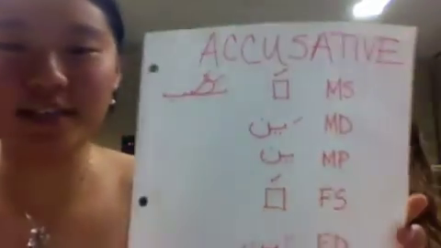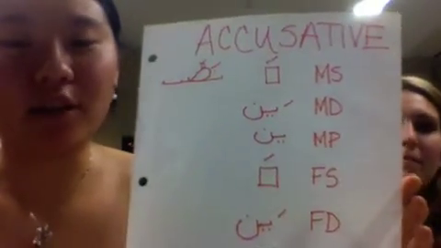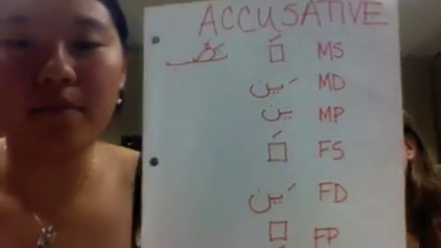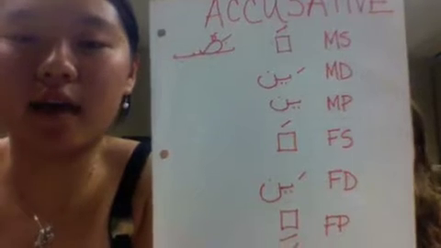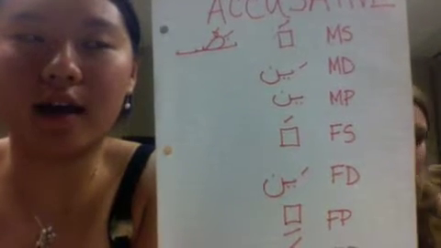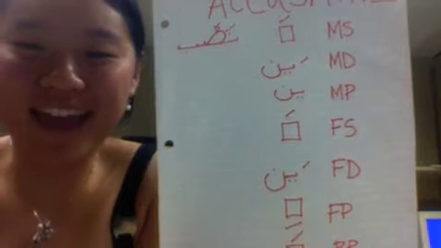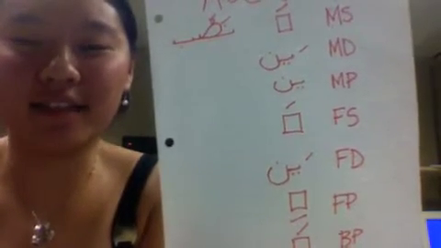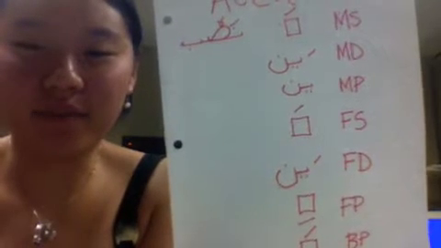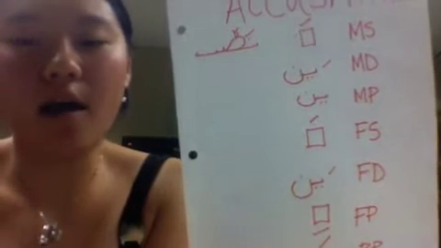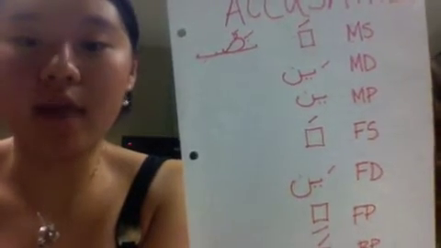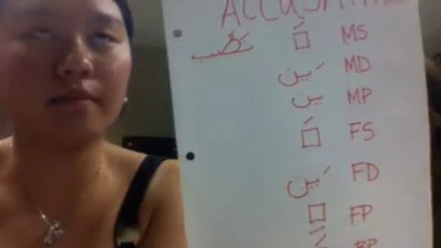So the next case we have is the accusative. The major vowel marker in this case is the Fatha. Accusative is also known as the nasb. The masculine singular receives the Fatha. The masculine dual receives the Fatha, Ya, Nun. And the masculine plural receives the Ya, Nun. The feminine singular receives the Fatha. The feminine dual receives the Aleph, Ya, Nun, which is ain. The feminine plural receives the Kasra, and the broken plural receives the Fatha.